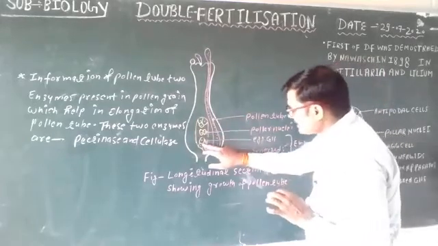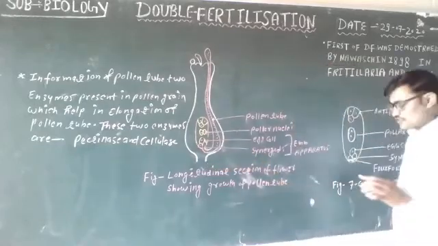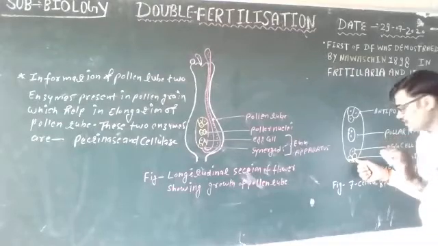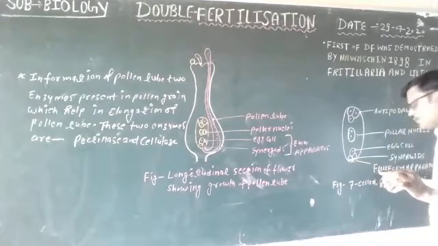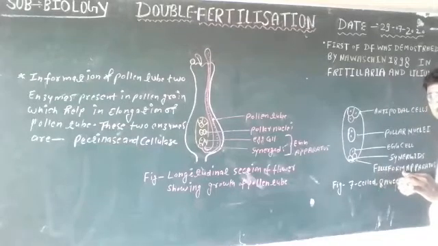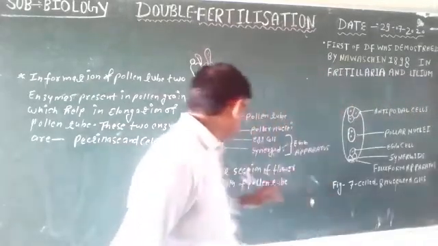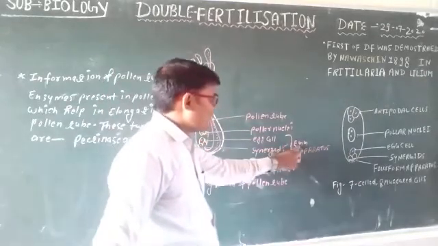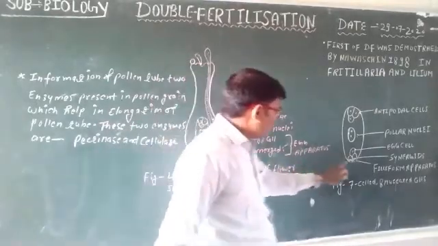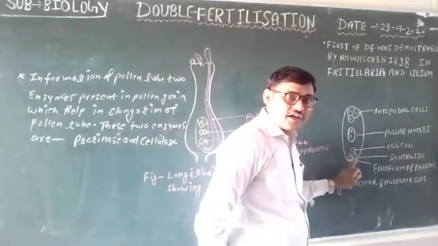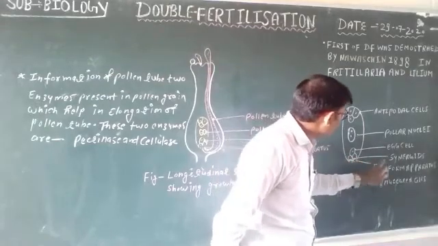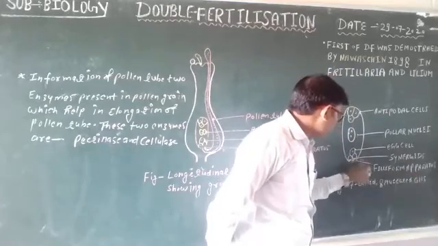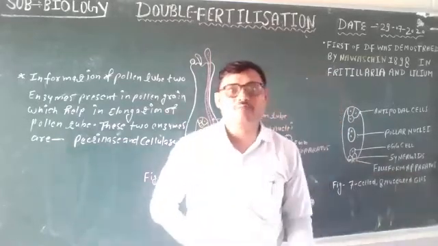After that, inside the synergids you see this structure. Inside the synergid, I have made this finger-like projection. This finger-like projection is known as the filiform apparatus. Again, I repeat: the egg cell plus synergids constitute the egg apparatus, and inside the synergid, the finger-like projection is known as the filiform apparatus.